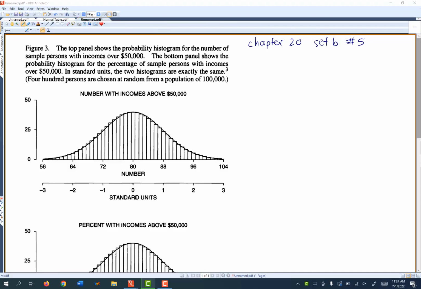Chapter 20, step B, number 5. This one's a bit different. You're not actually calculating anything. They just want you to understand something. So what they have here is probability histograms for the number of sample people that might have a certain income.